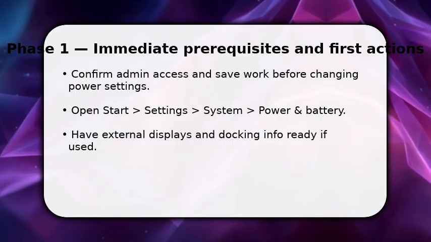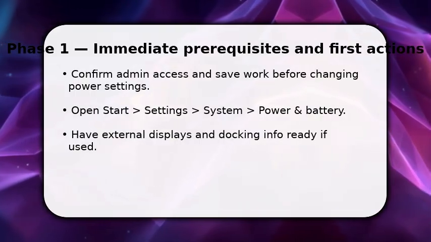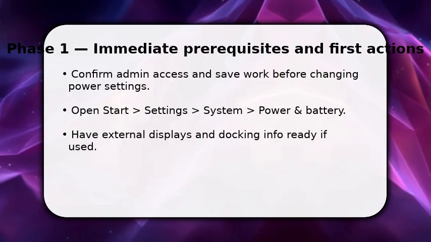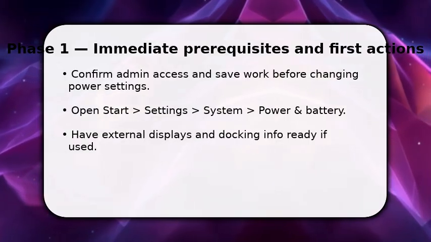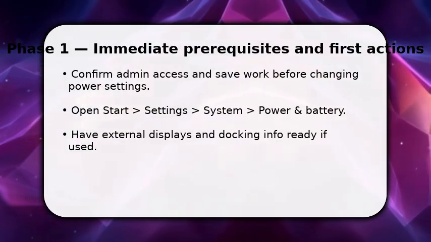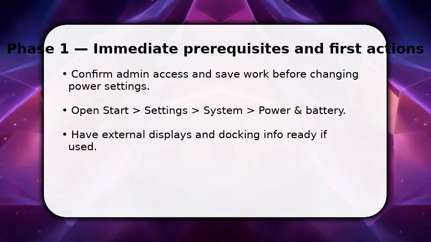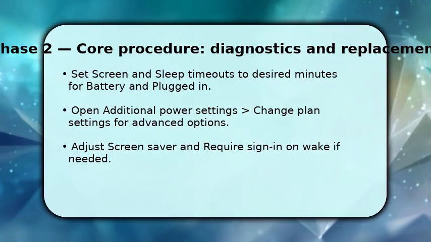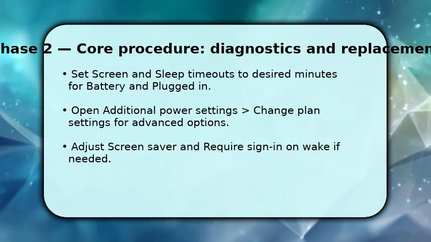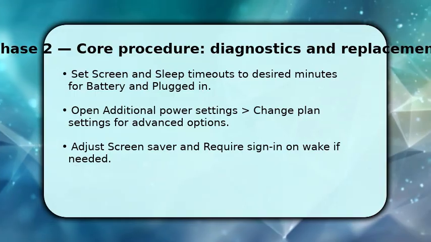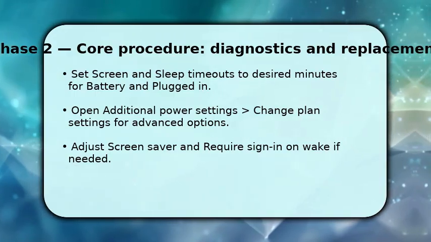You do this now because changes can apply per power state and per display, so making them with hardware attached avoids repeated adjustments. When ready, move to the display and screen timeout options to control active behavior. Once in Power and Battery, expand Screen and Sleep to set exact timeouts for both battery and plugged-in. Choose No Limit if you need it always active.